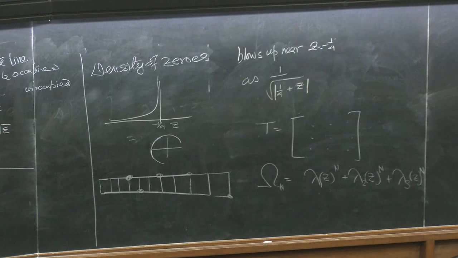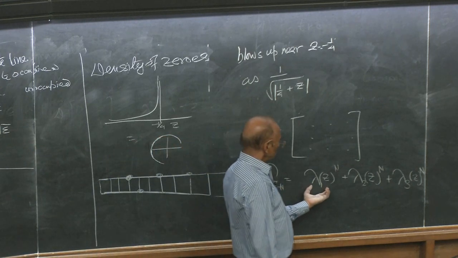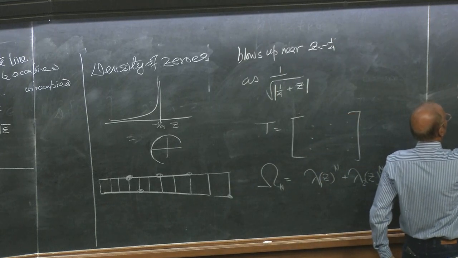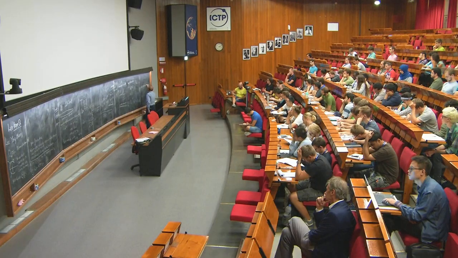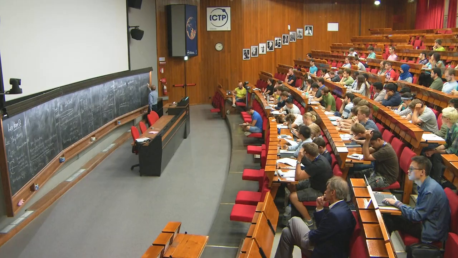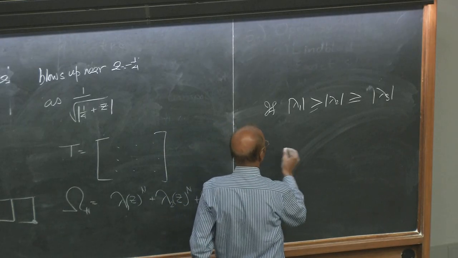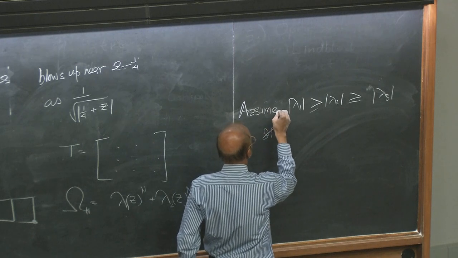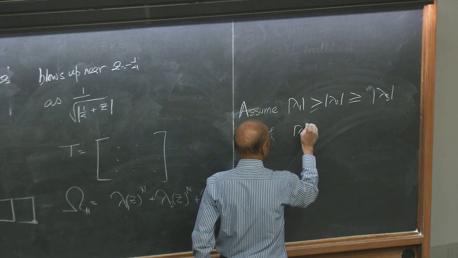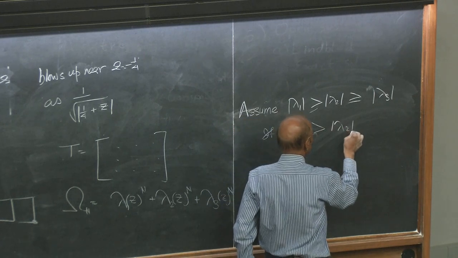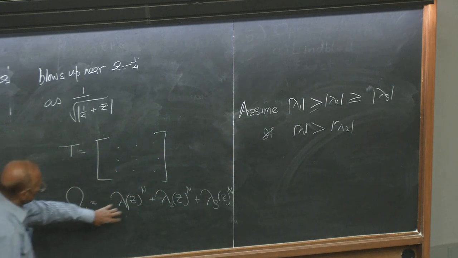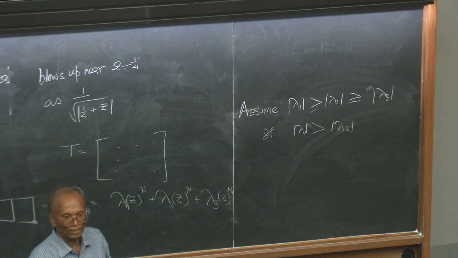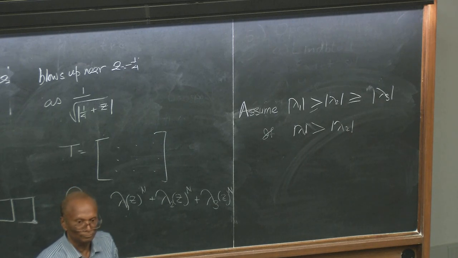Okay? And now I want to solve this polynomial equal to 0. The point is this: suppose modulus of lambda_1 is bigger than modulus of lambda_2, which is bigger than modulus of lambda_3. We can always assume that, no problem; this is just ordering by hand. So if modulus of lambda_1 is strictly bigger than modulus of lambda_2, then I look at this equation. This term is much bigger than this term or this term. No hope that the nth power of that term will be able to cancel the other ones. So it won't work. You won't get any zero.